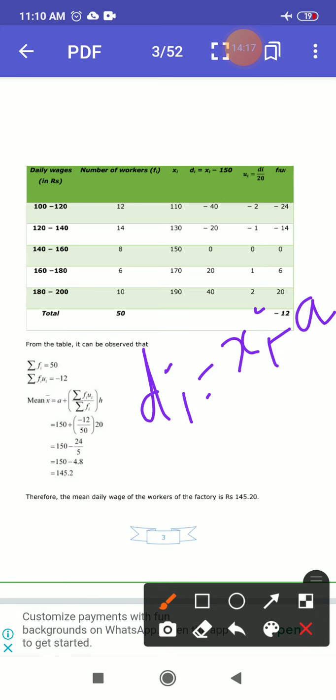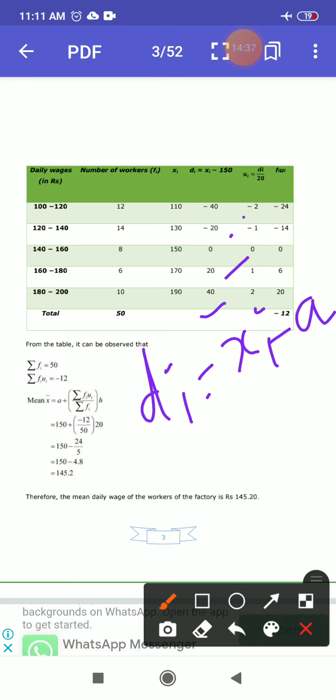अब 110 में से 150 आप सब्ट्रैक्ट कराएंगे, what's the value you have? minus 40. Then after 130 subtract by 150 that you have minus 20. Then after 150 minus 150 is 0. 170 minus 150, that's mean 20. And then after 190 minus 150, that's mean 40.